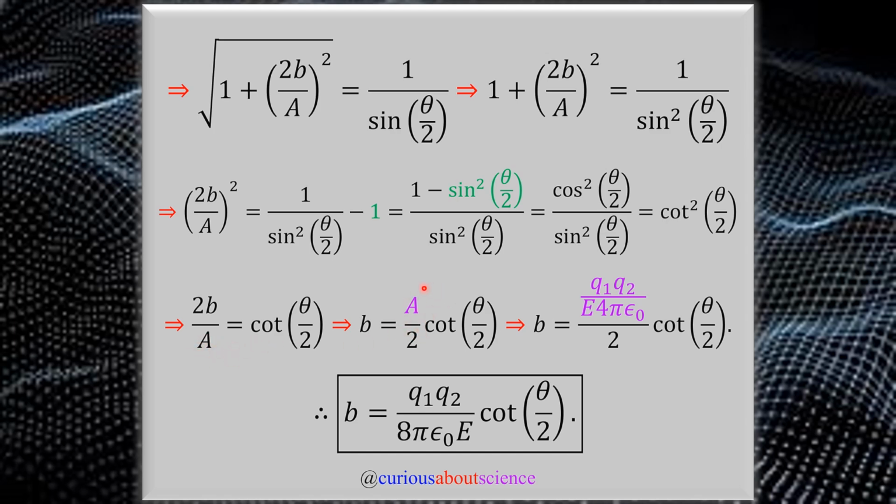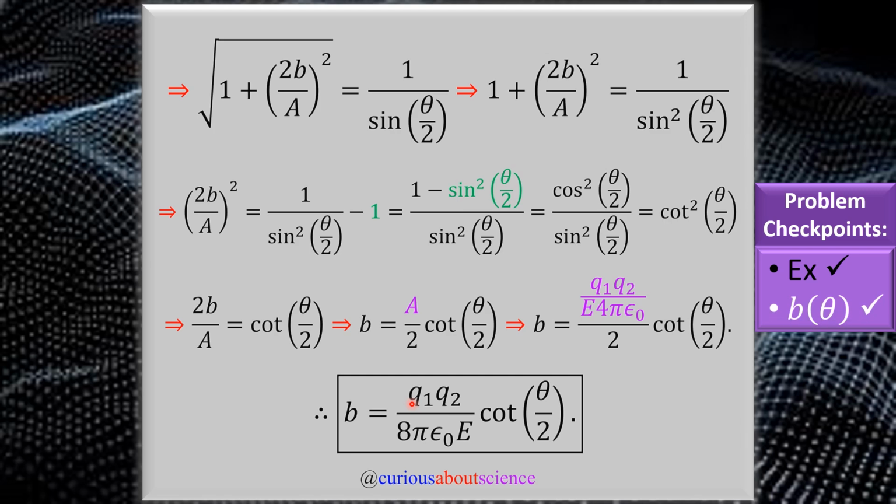But remember, a is what we substituted out originally for all the constants that didn't have to deal with the impact parameter. So we have q1, q2, e over 4 pi epsilon naught over 2. Combine that down. We have successfully found the impact parameter as a function of the scattering angle. And that was a wonderful journey and a whole lot of work and a whole lot of running around.